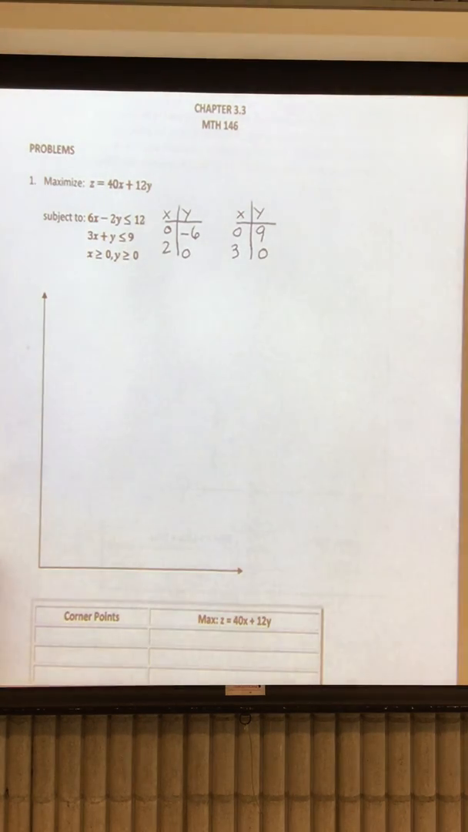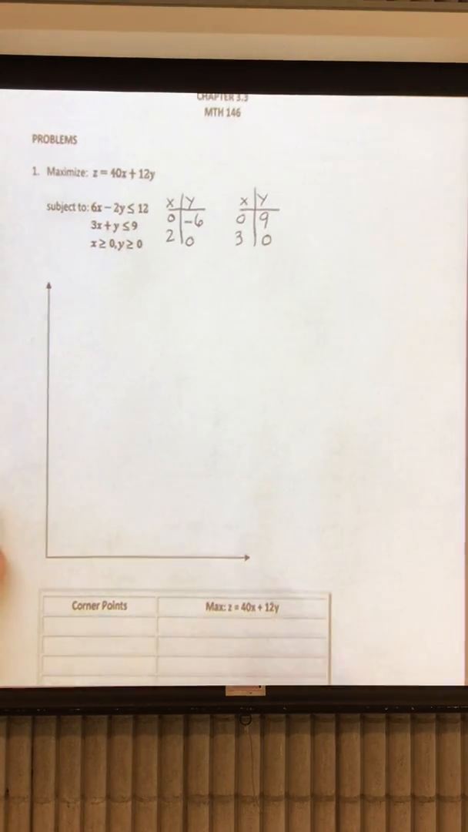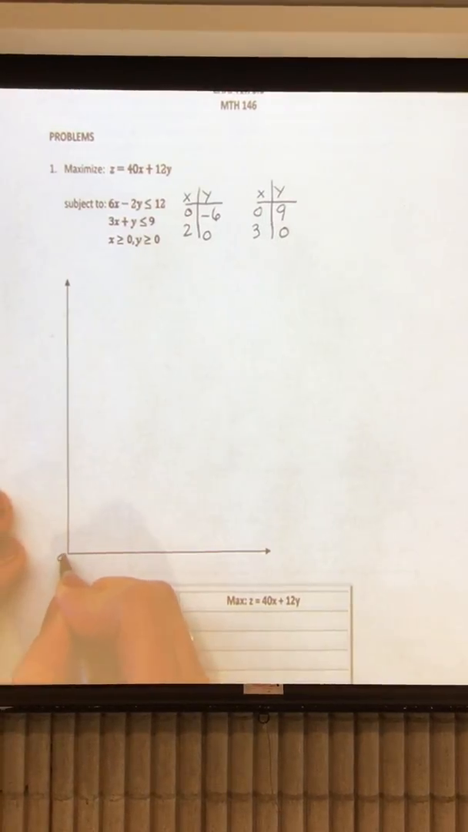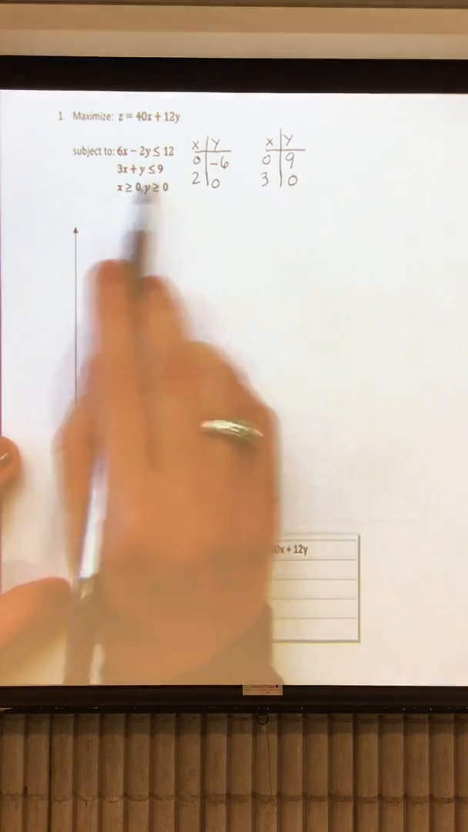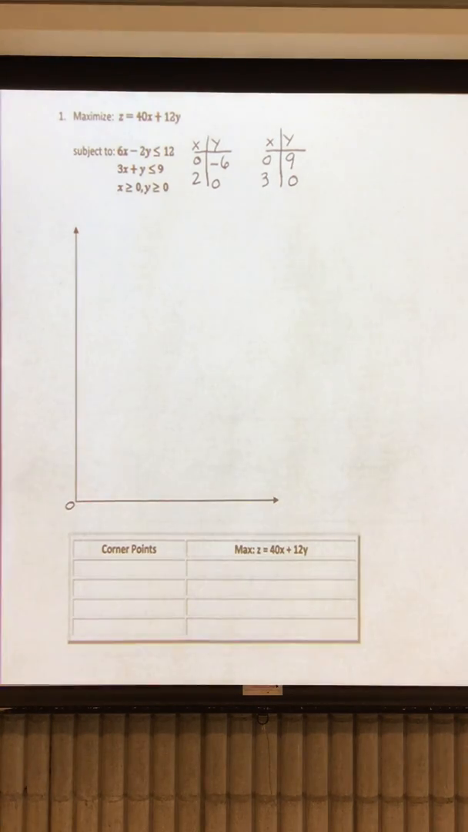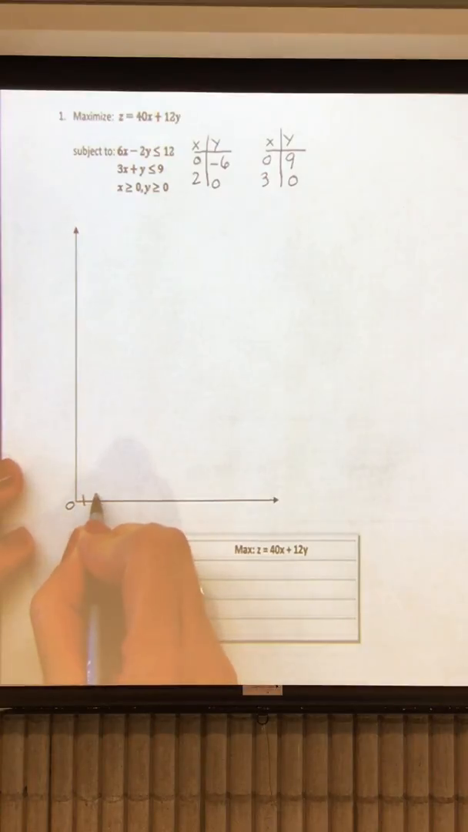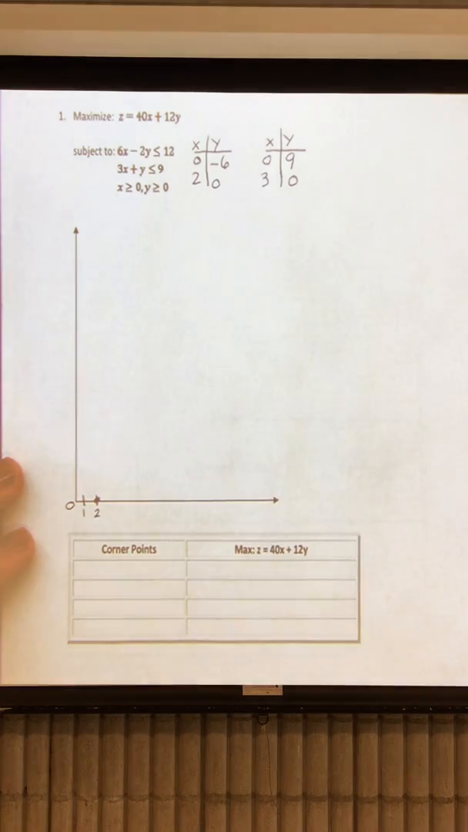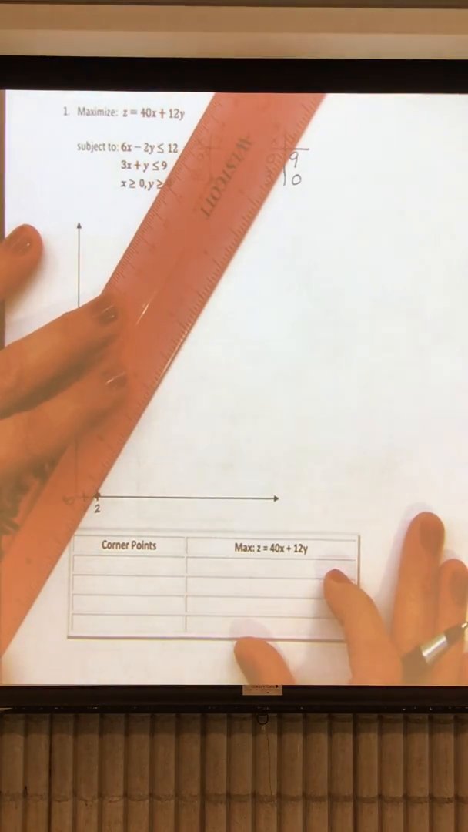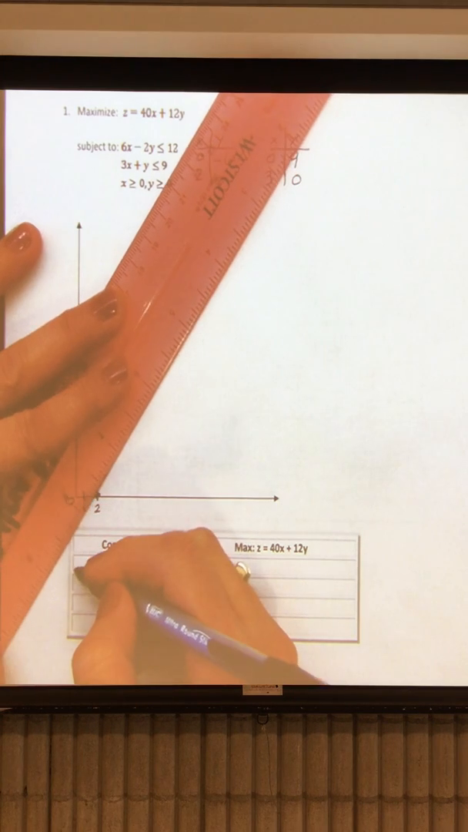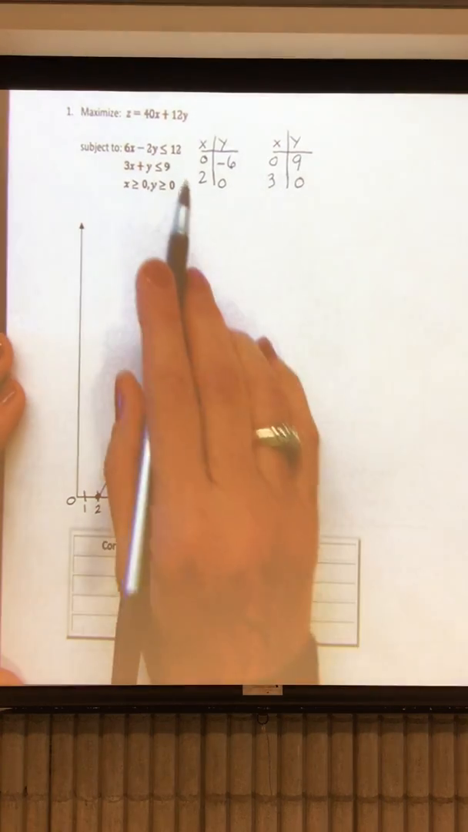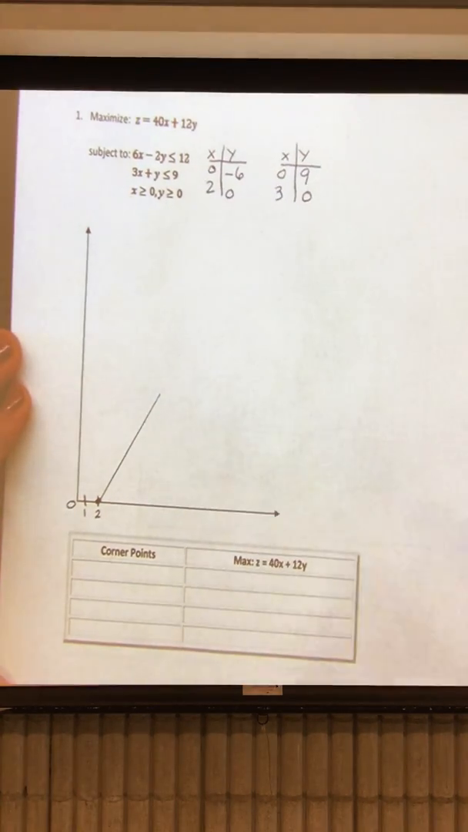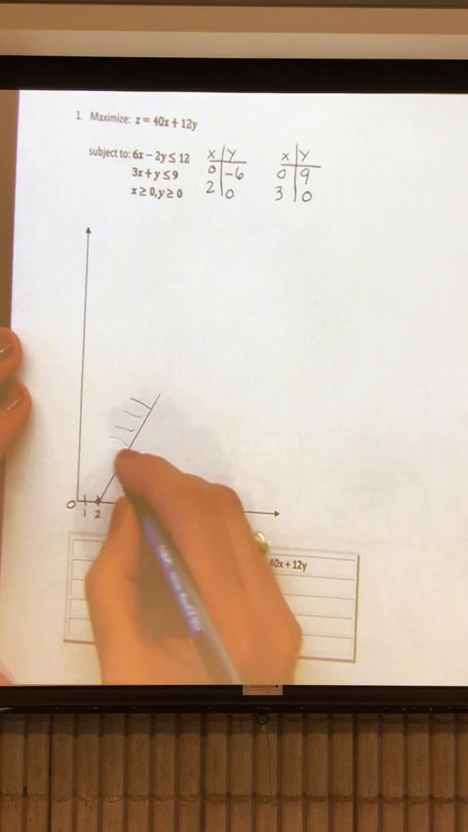So let's draw these two inequalities. We have 0, negative 6. So again, if this is 0, negative 6 is somewhere down here, which we don't care about that point right now. But we do want x is equal to 2. So we have 2, 0. So here we have 1 point, and let's draw the line. And here we have less than or equal to. So less than or equal to is to the left.